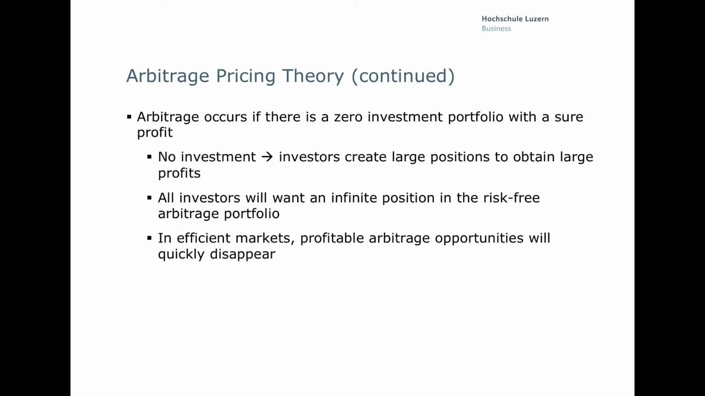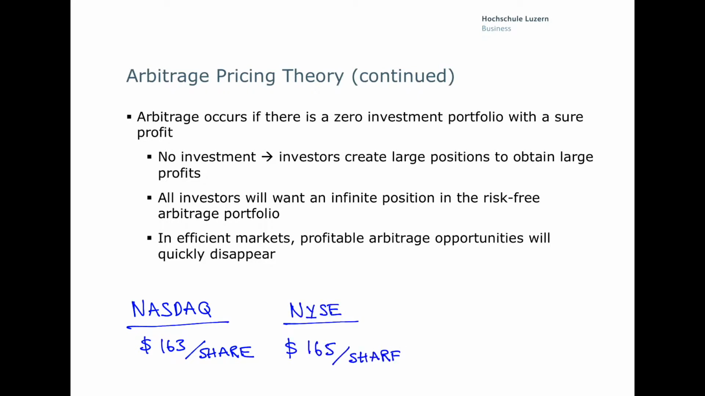Continuing on the arbitrage pricing theory, an arbitrage opportunity arises when an investor can earn riskless profits without making a net investment. For example, suppose IBM trades at $163 on Nasdaq and at $165 on the New York Stock Exchange. Therefore, you could buy the shares on Nasdaq and simultaneously sell them on the New York Stock Exchange, clearing a riskless profit of $2 per share without tying up any of your own capital.